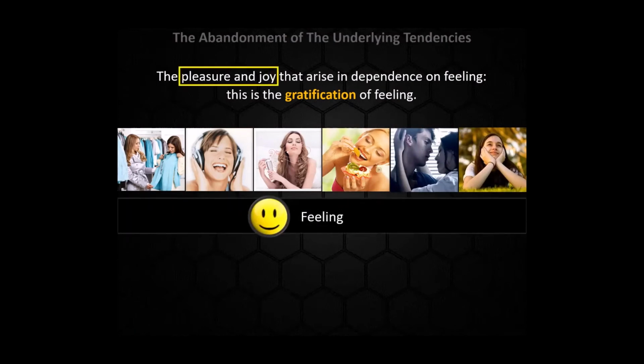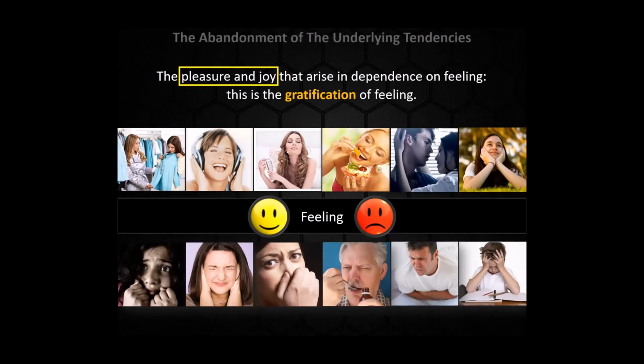And when we experience unpleasant sensations and even neutral ones, what do we do? We try our very best to replace them with pleasant experiences. To understand gratification of feeling as it actually is, we have to observe all these habitual tendencies for ourselves.